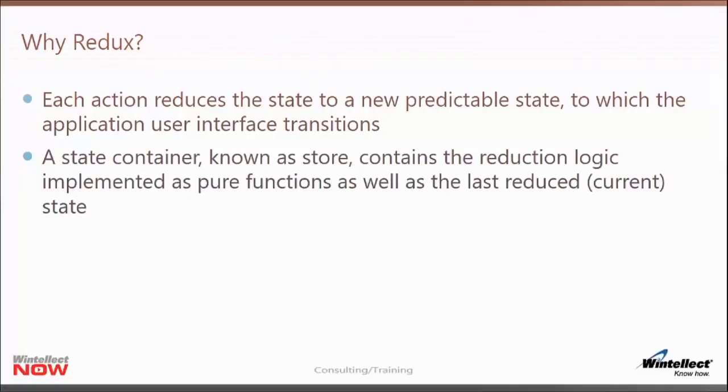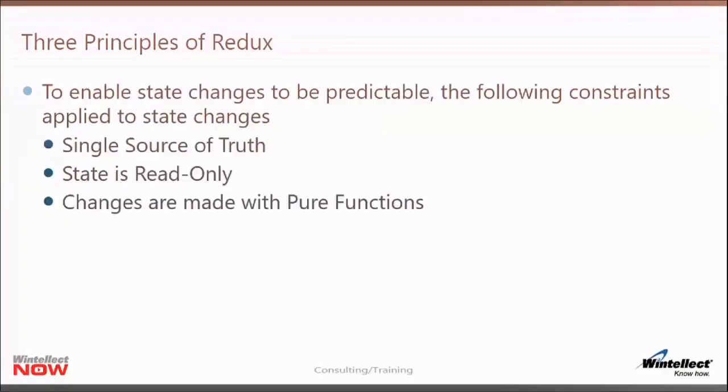Now, a state container, also known as a store, contains two things. It contains the reduction logic, which is implemented with pure functions. We'll talk more about that shortly. But it also has the last reduced, or what might be called the last current state. So whatever the last state was after the last action that came through, that state is available to us through the Redux store.